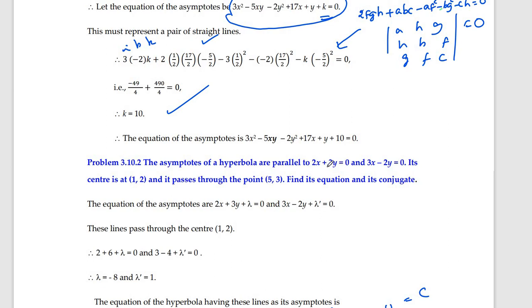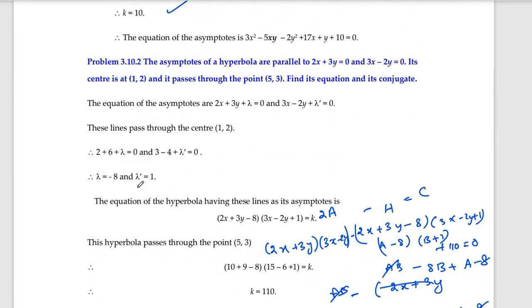The asymptotes of a hyperbola are parallel to these lines. So whenever you want to write a line parallel to a given line, they differ only by a constant. The slope will remain the same. So 2x plus 3y plus lambda equal to 0 and 3x minus 2y plus lambda prime equal to 0. Now these lines pass through the center 1, 2, that's given. So replacing your x and y by 1 and 2, you get the value for lambda as minus 8 and lambda prime to be 1.